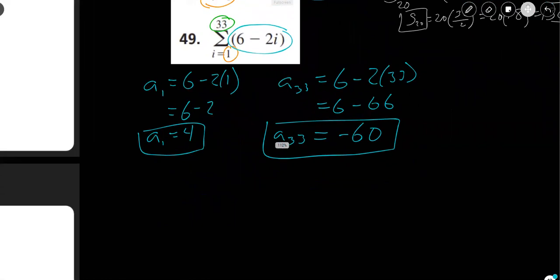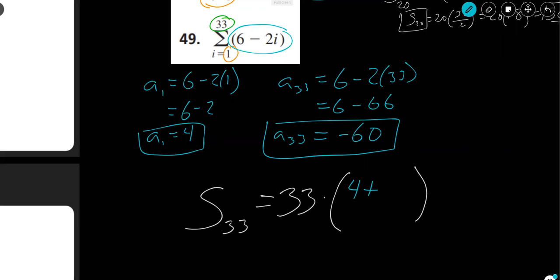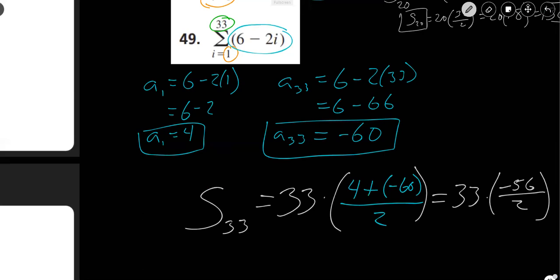And now to solve for the sum of all those values, 1 through 33, the sum of the first 33 values is equal to the number of values, that's 33, times the average value, which is going to be A1 plus A33 divided by 2. I can very quickly solve this. That's going to be 33 times, A1 is 4, A33 is negative 60, so that's going to be negative 56 divided by 2.